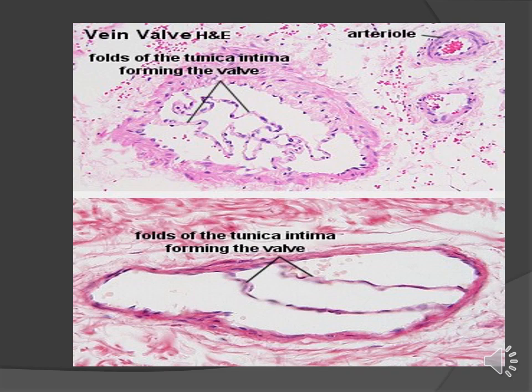We have here two microscopic slides stained with hematoxylin and eosin, two veins with valves. We can see here that the valves are folds of tunica intima, and because of that each valve is covered by endothelium. The valves are composed of connective tissue.